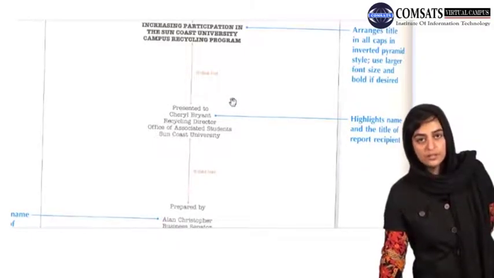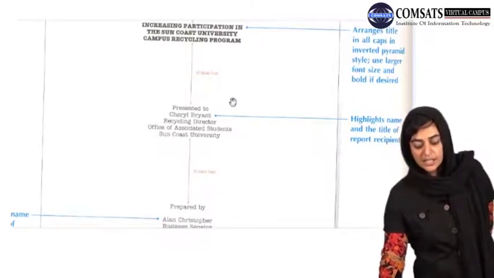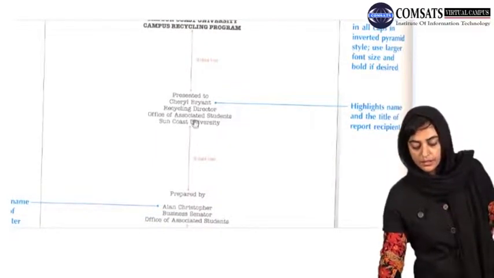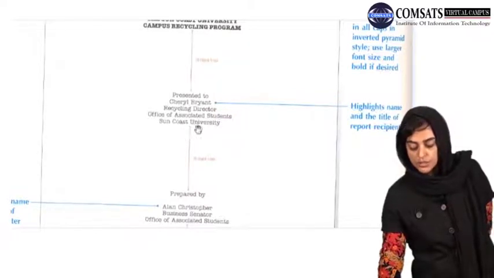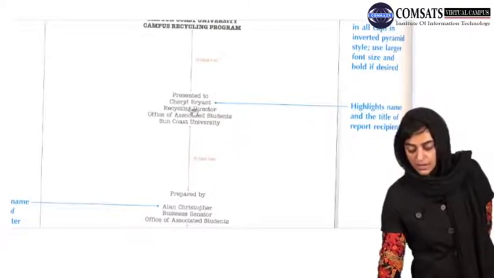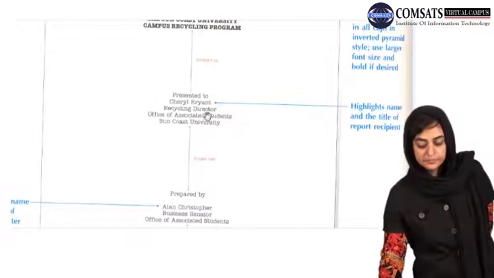Who is the receiver of this report? Presented to or submitted to. Here it is Carol Bryant, Recycling Director, Office of Associated Students, Suncoast University. The first letter is capital, rest are small, and it is highlighted.